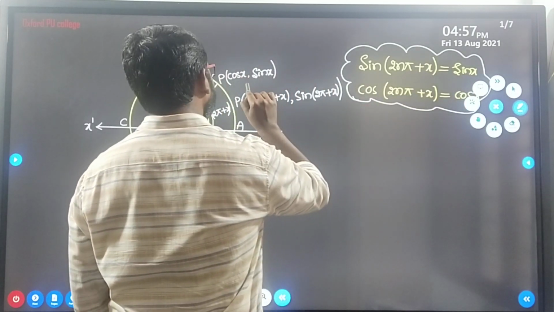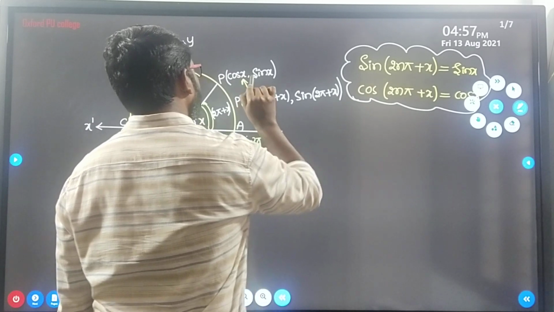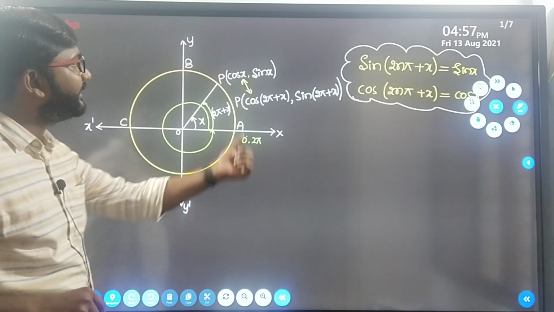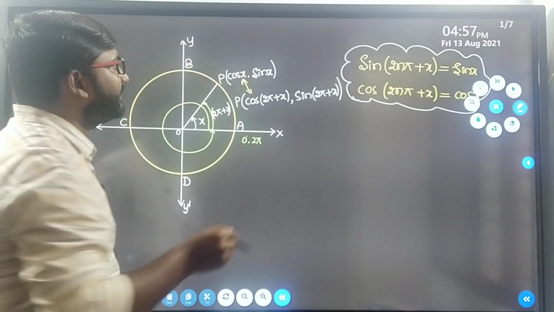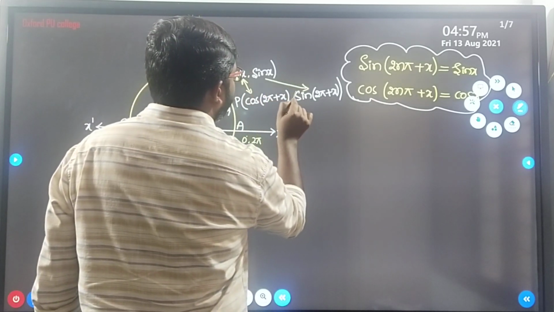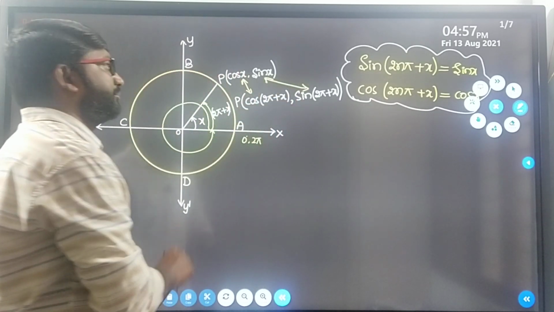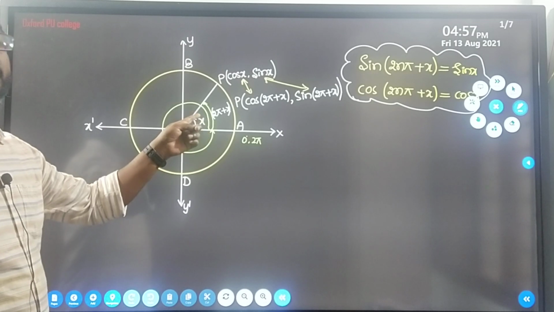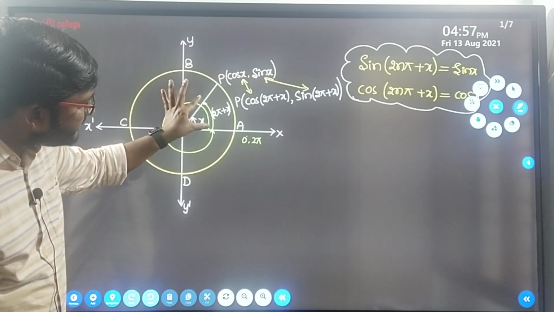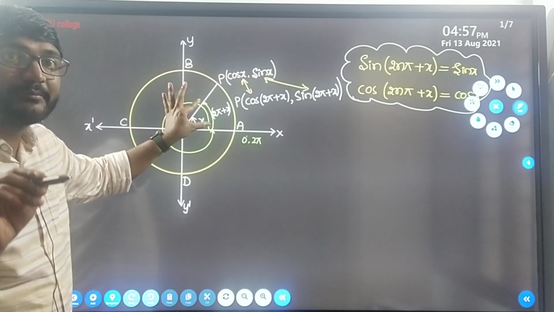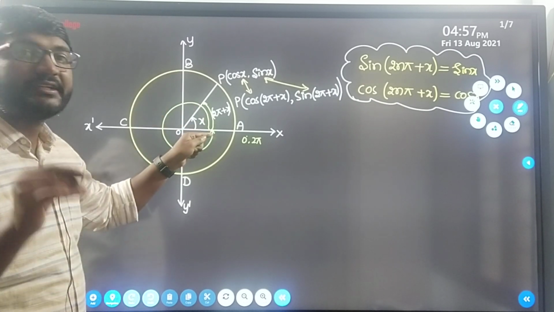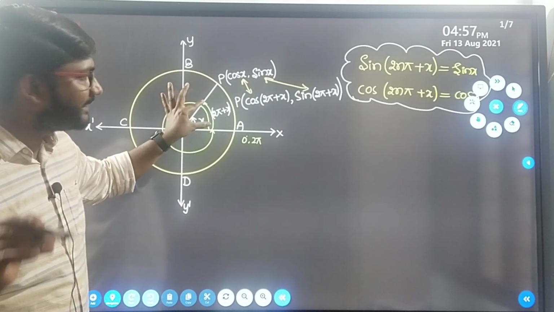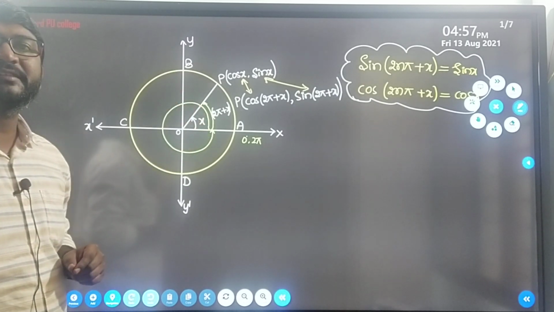What is the x coordinate here? cos x is the x coordinate. Here we have cos of (2π + x), and here we have sin of (2π + x). This is regarding one complete revolution plus this extra angle. One complete revolution is 2π, this extra angle is x, and overall we get 2π plus x.